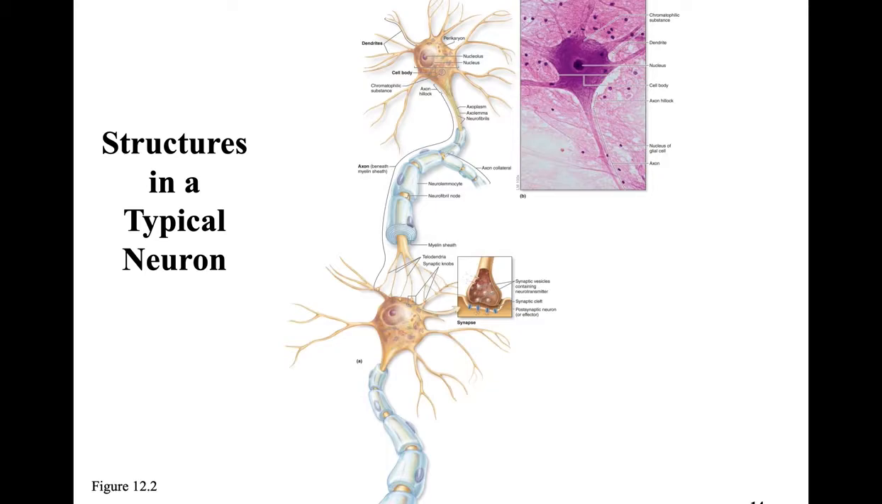So neurons that are not myelinated, we call those unmyelinated neurons, and they tend to be gray. So that's what we have so far.